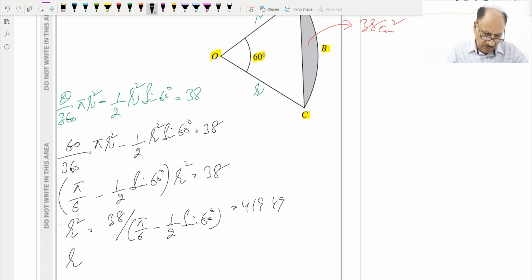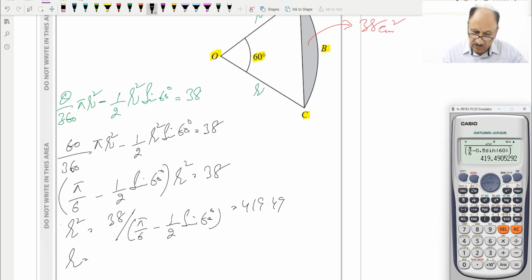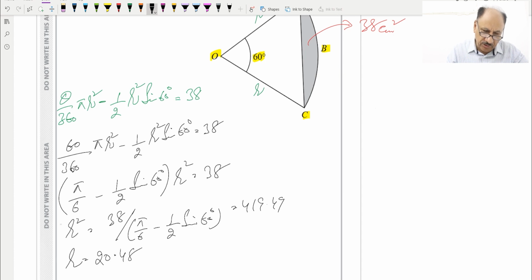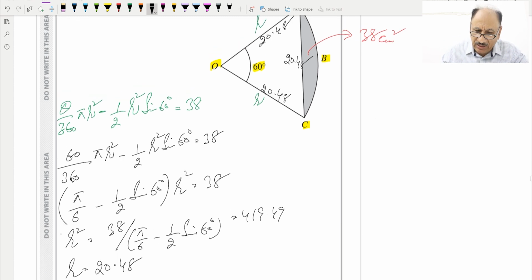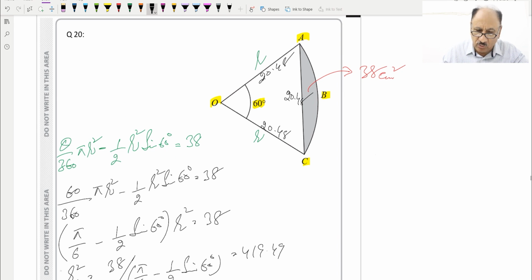419.49. So the r value will be what? Taking the square root of this, the answer is giving us 20.48. So we got the r value 20.48. Which r value? This side. This side is 20.48, and this side also is 20.48, and because all angles are 60, this side will also be 20.48. Hopefully you are understanding. Now AC, we directly got AC is 20.48.